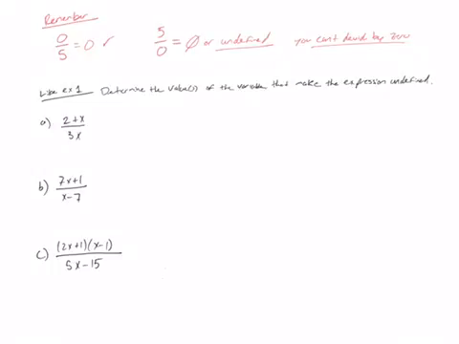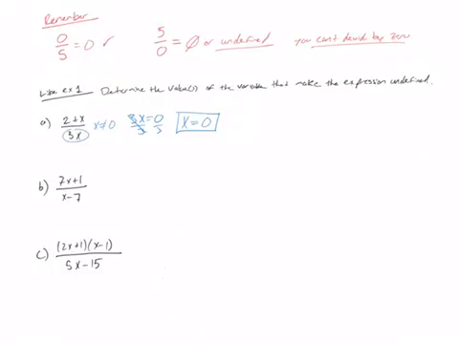So really what we're looking at is when does this denominator equal 0. So that's what I'm going to solve. I'm going to say 3x is equal to 0. To solve that for x, I'm going to divide by 3. And I just end up with x is equal to 0. Okay? So this would make it undefined. So for this, I would say x cannot equal 0.